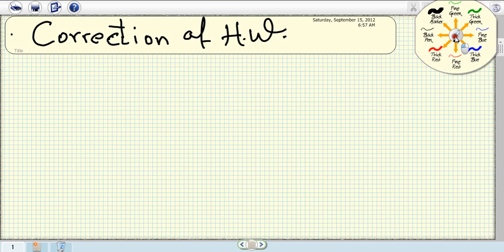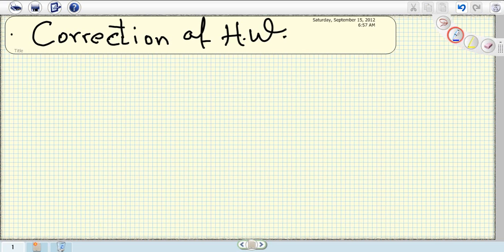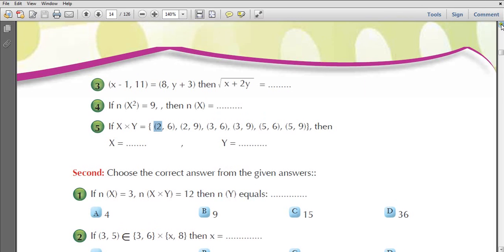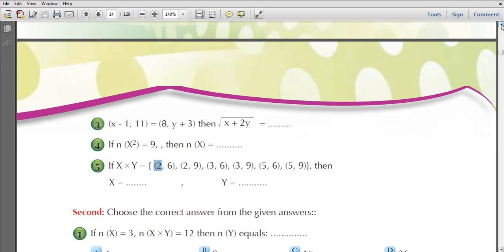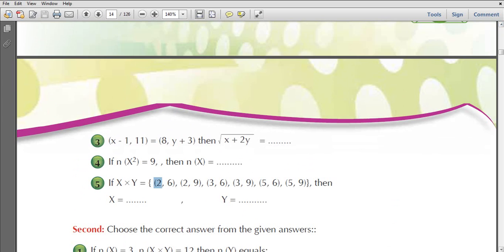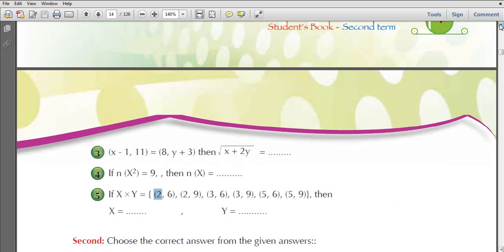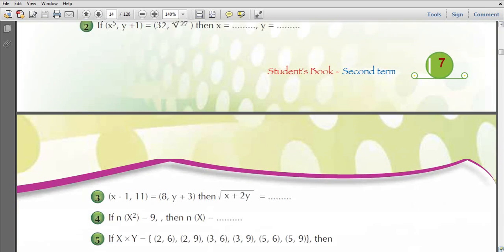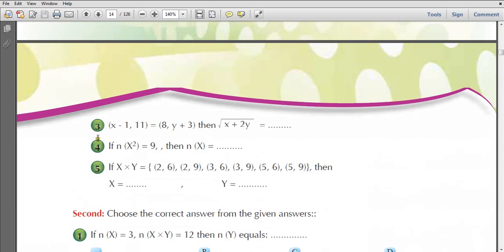Okay, let's see our homework. Our homework was the pupil book, page 8, exercise 1-1, and we have to complete the following. So let's see number 4, because we already answered numbers 1, 2, and 3.